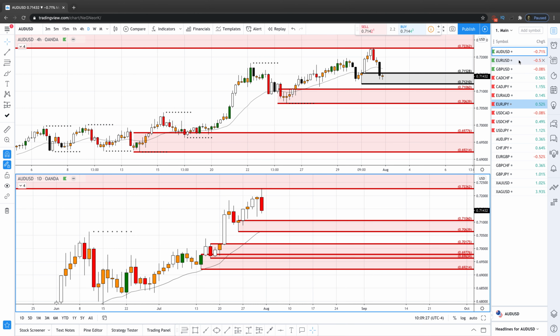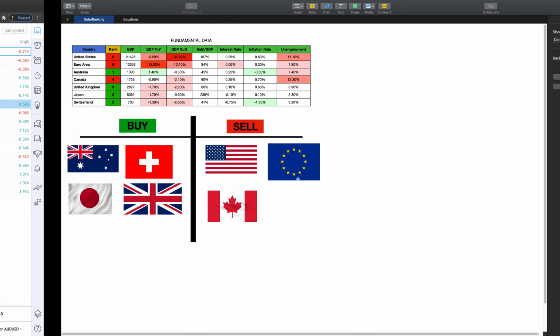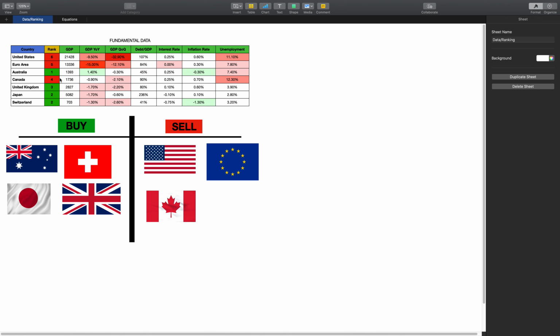So that's Aussie US dollar. And the reason I'm looking to go long, I'm not looking to short, is because the Aussie is number 1 on the list, and the US is number 6. Australia's GDP year over year is still positive. It's the only currency that is positive, but their quarter over quarter is negative 0.3%.